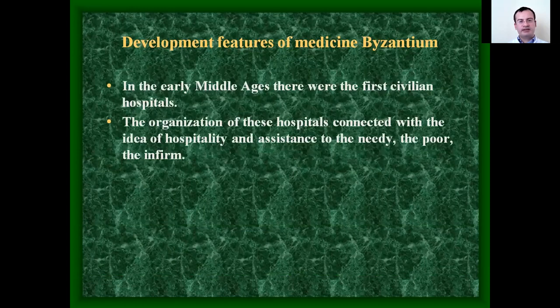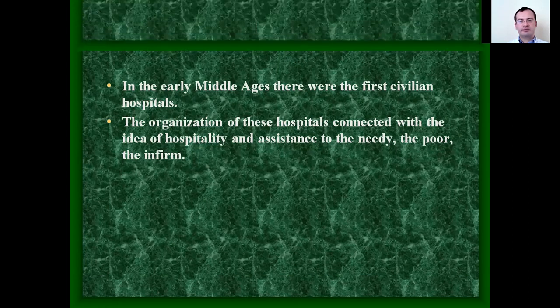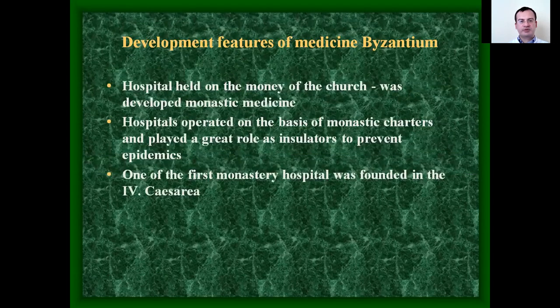Hospital development. In the early Middle Ages, there were the first civilian hospitals. The organization of these hospitals was connected with the idea of hospitality and assigned to the needy, the poor, and the infirm. Hospitals were held on the money of the church, and monastic medicine was developed. Hospitals operated on the basis of monastic charters and played a great role in isolation to prevent epidemics. One of the first monastery hospitals was founded in Caesarea.